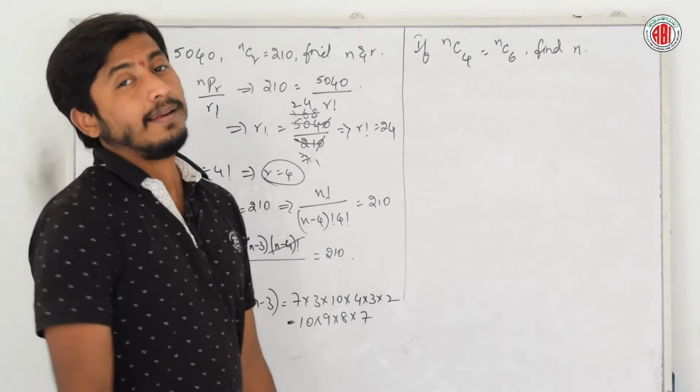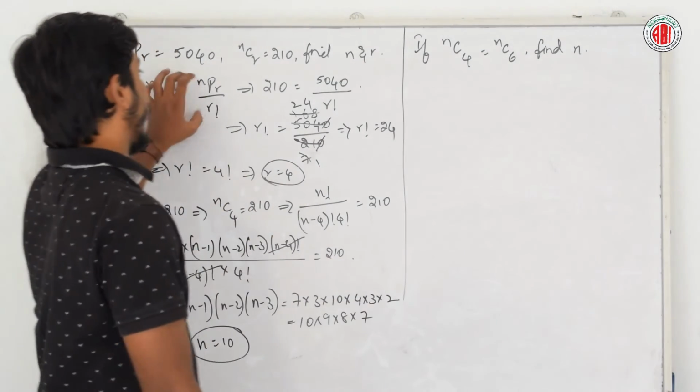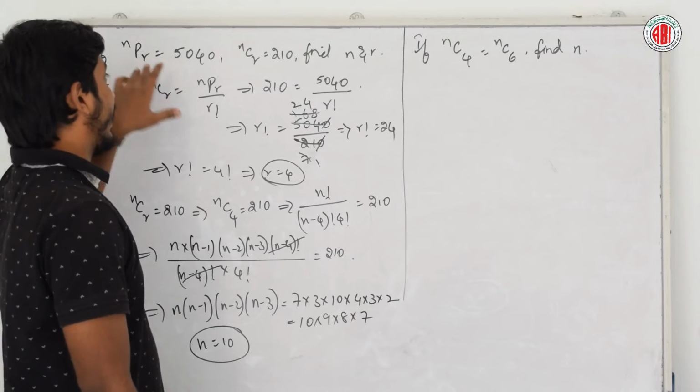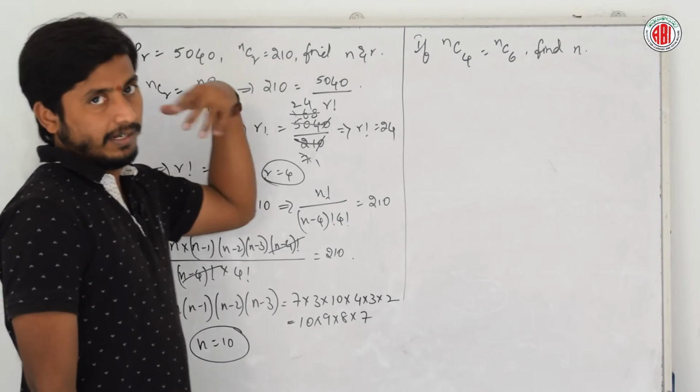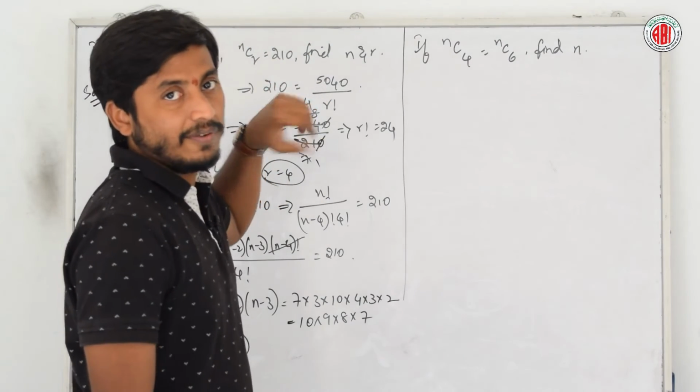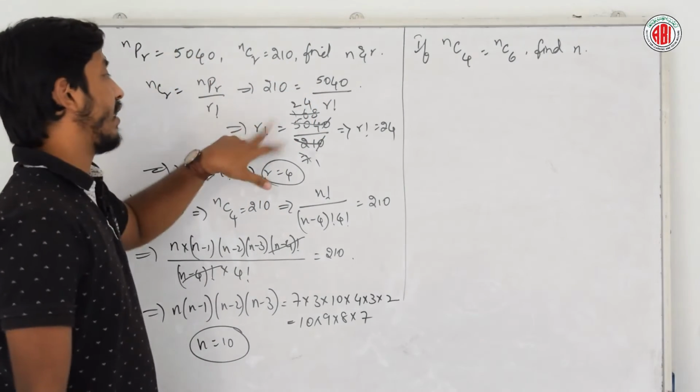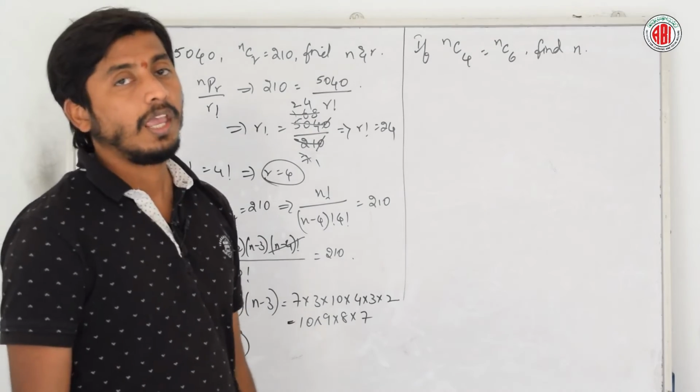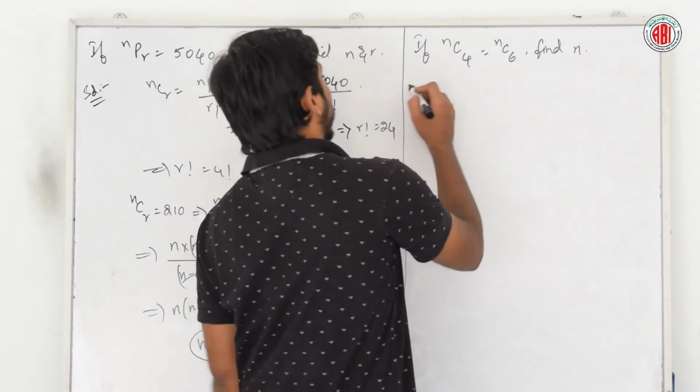Is it not simple? But you have to know the relation. If you can write nCr and nPr separately and divide them, n factorial and (n minus r) factorial will get cancelled. You will be left with r factorial. Is it okay? Fine. Look at the next question here.